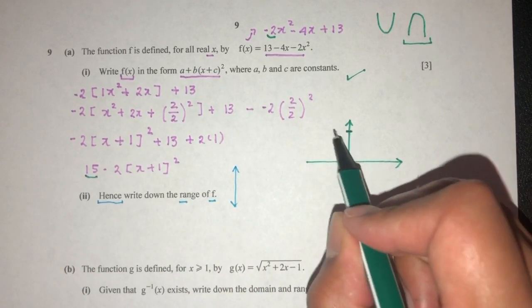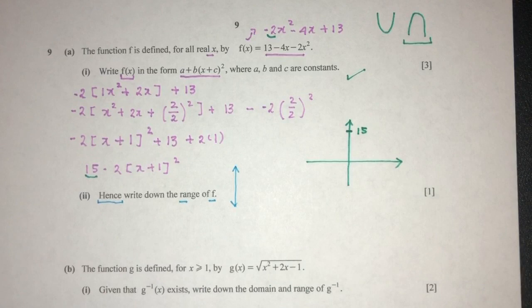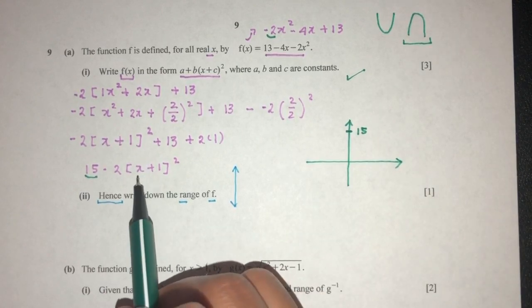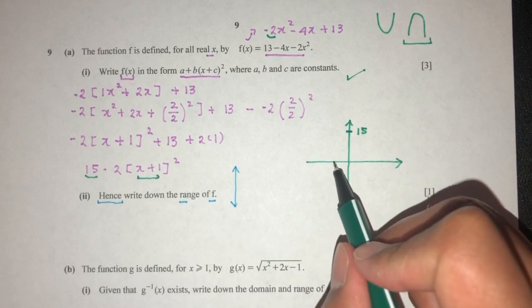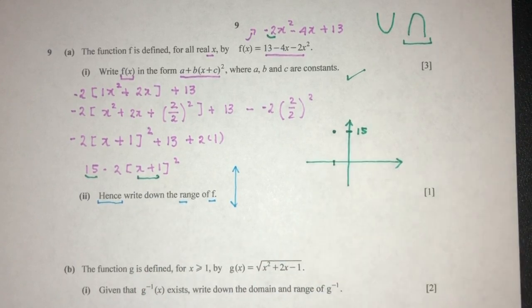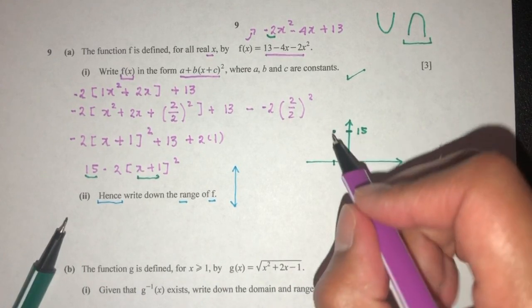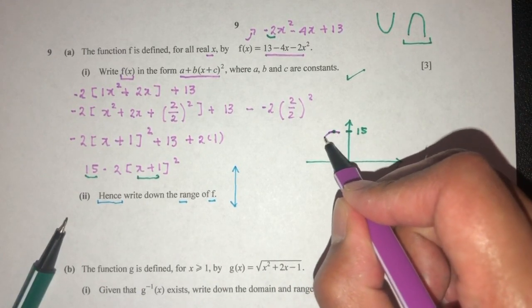So maximum value will be 15. Now, this happens when x plus 1 is equal to 0. That will equate x to minus 1. So minus 1, sum over here. So the shape of your graph will be something like this.